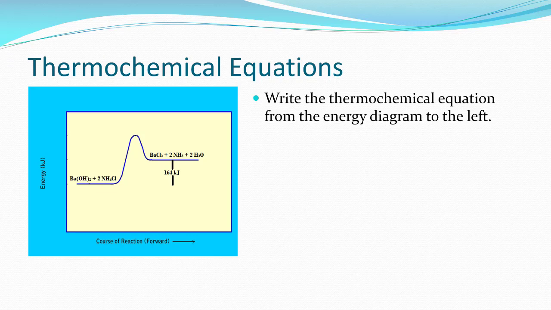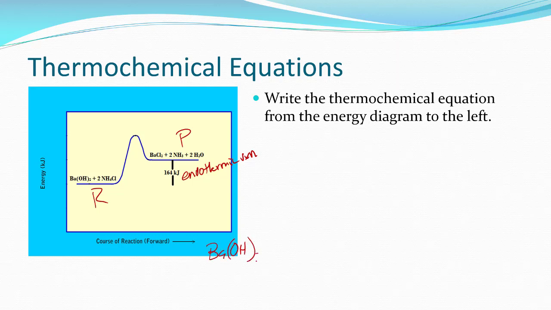So I'm hoping that you recognize here that this over here is the reactants, and this is the products. Reactants are always going to be on the left, products are always going to be on the right. But notice that the products are higher than the reactants. That would mean that this is an endothermic reaction.